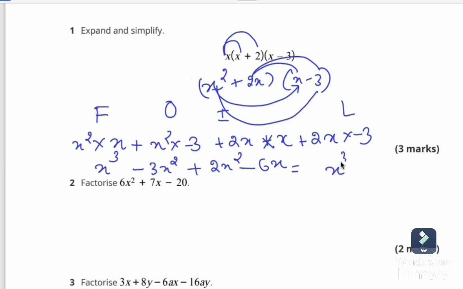So we have x cube, and these are the two like terms we have: minus 3x square plus 2x square becomes minus x square, and minus 6x. So you can keep your answer in this form.